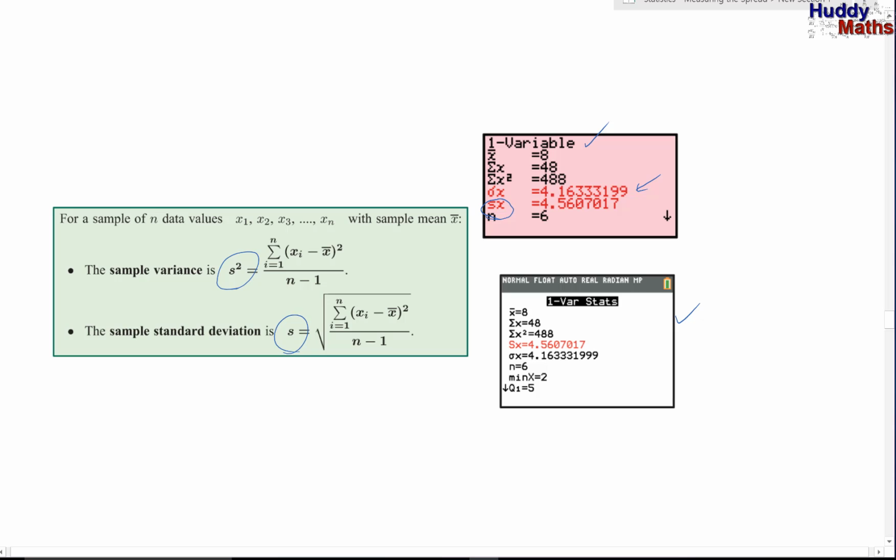You may, in some instances, have a small population of maybe 50 scores or something, in which case you will use sigma x, but basically our work will be on data sets which represent samples taken from a larger population. Just watch the TI here. It's got it in a different order, SX on top and sigma x underneath it.